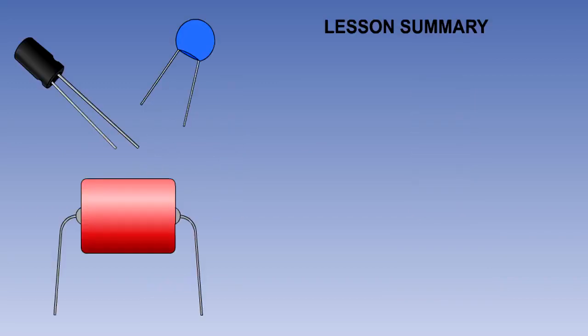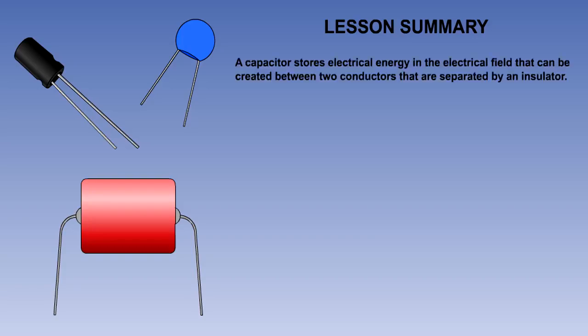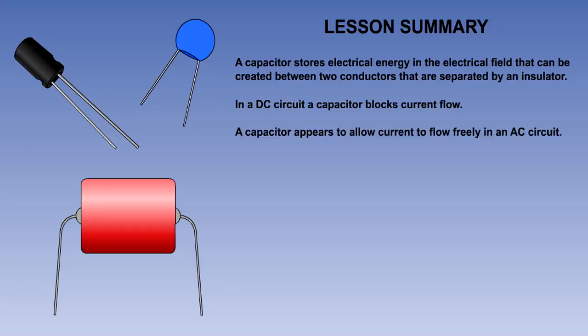That is the end of the lesson. Here are the main points you should take from it. A capacitor is a device that stores electrical energy in the electrical field that can be created between 2 conductors that are separated by an insulator. In a DC circuit, apart from the initial charging current, a capacitor blocks current flow. A capacitor appears to allow current to flow freely in an AC circuit.